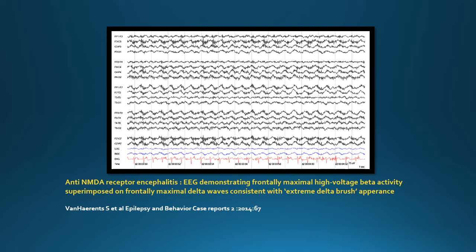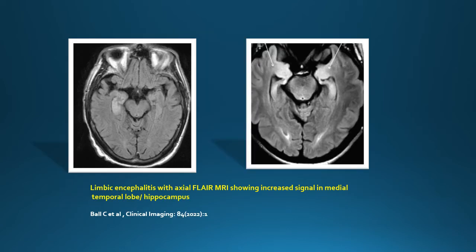The EEG demonstrates frontally maximal high voltage beta activity superimposed on frontally maximum delta waves consistent with the extreme delta brush pattern. This slide shows MRI of limbic encephalitis with axial FLAIR MRI showing increased signal in medial temporal lobe and hippocampus.